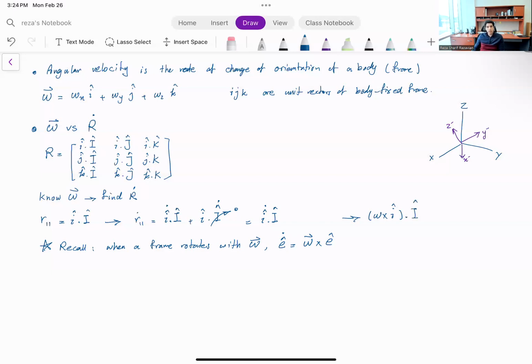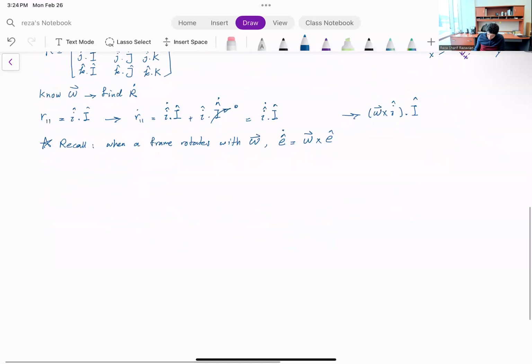And this is R11. This is a vector. But we are not done yet. It's not good looking enough. So let me expand it.